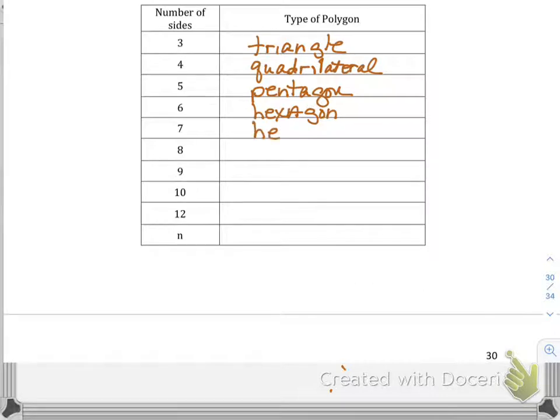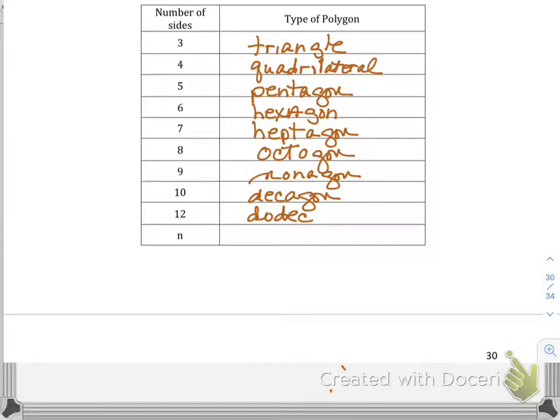7 sides is called a heptagon. Hepta means 7. 8 sides is called an octagon, like a stop sign is an octagon. Octo means 8, like octopus, 8 arms. 9 sides is a nonagon. Non means 9. 10 sides is a decagon. Dec means 10, just like with the word decimal. 12 sides is a dodecagon. Do means 2. Dec means 10, so 2 plus 10 is 12. And anything greater than 12, we're just going to call an n-gon. Okay, you need to memorize this.